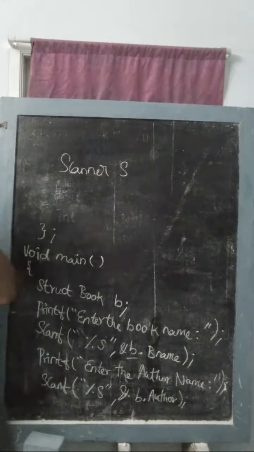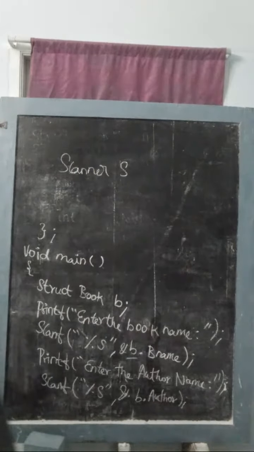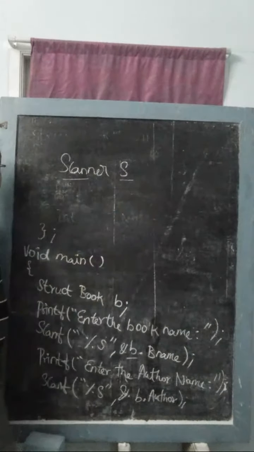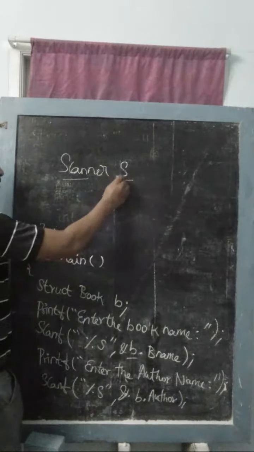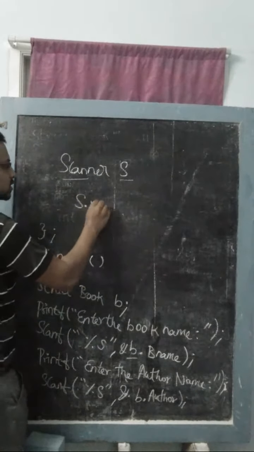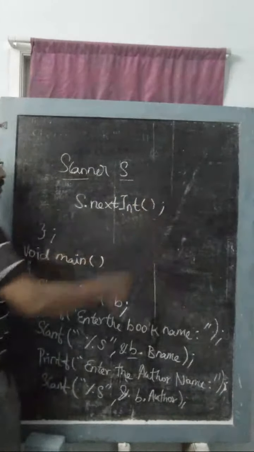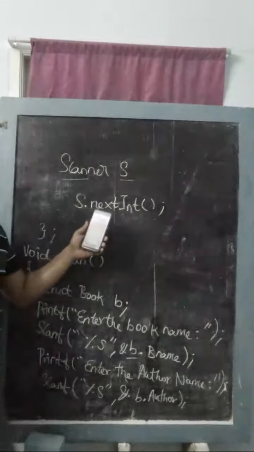You know very well about that. When we create Scanner S, Scanner is a class, S is the object. Using that S, we write S dot next int. You remember that? You know very well about that.